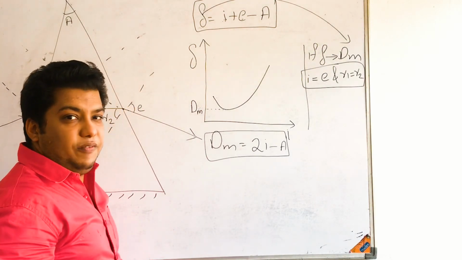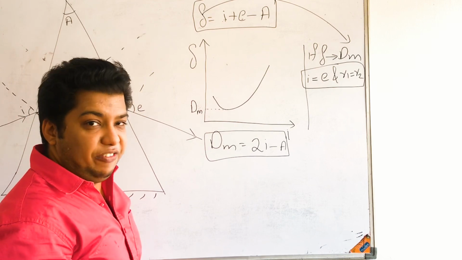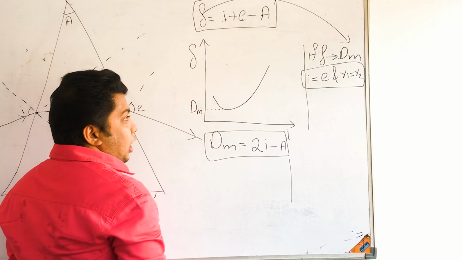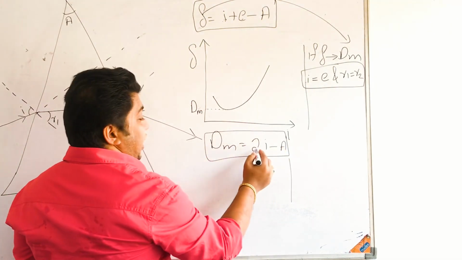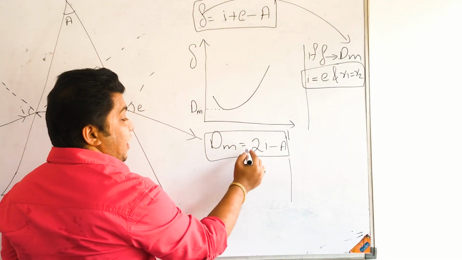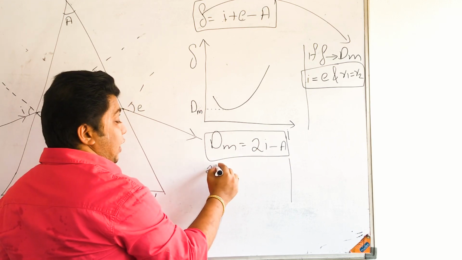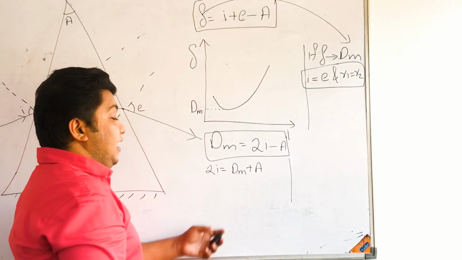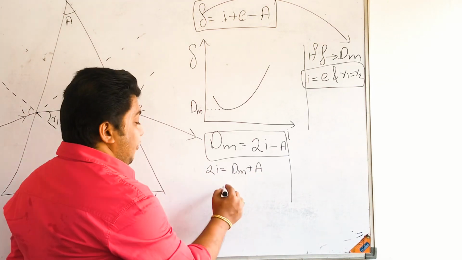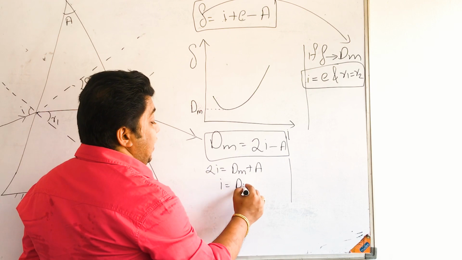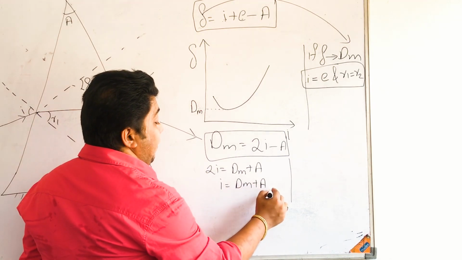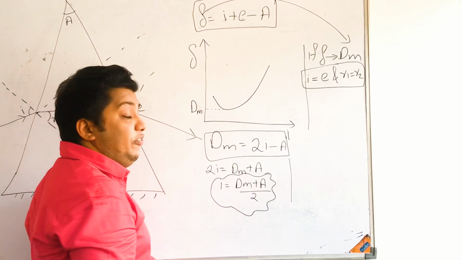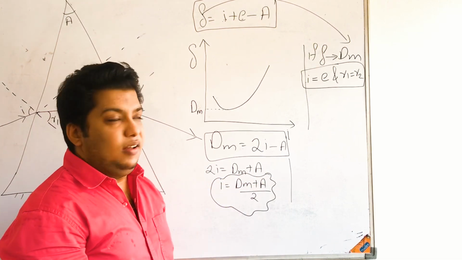From here onwards, we are going for Snell's law of refraction. For that, we have to calculate I and E. We know that I is equal to E, therefore Dm is equal to 2I minus A. From this equation, 2I is equal to Dm plus A, therefore I is equal to (Dm plus A) by 2. We obtain the value of angle of incidence.